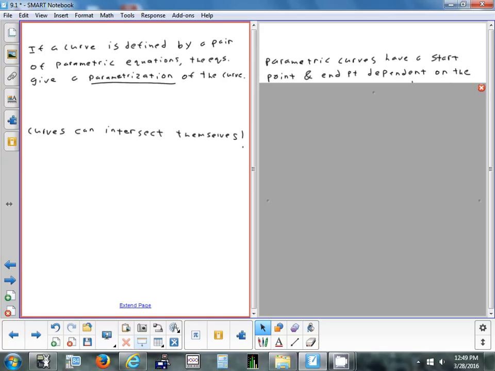Okay, from the first slide, you can see curves can intersect themselves. And today we'll look at some things that are line segments. We'll look at circles. We'll look at maybe a spiral. It's all kinds of things we can look at.